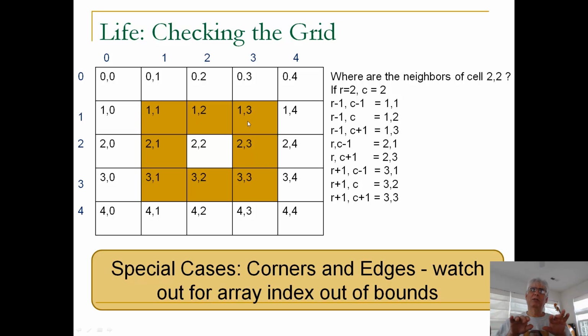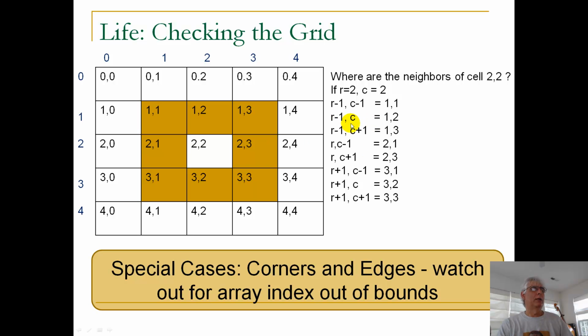How will I actually implement that? I'm going to check row R minus 1, so that's row 1, and I'm going to check the cell in C minus 1. Remember I was in 2, 2. I'm going to begin by checking the cell at R minus 1, C minus 1. 2 minus 1, 2 minus 1. I'm going to check the cell at 1, 1.